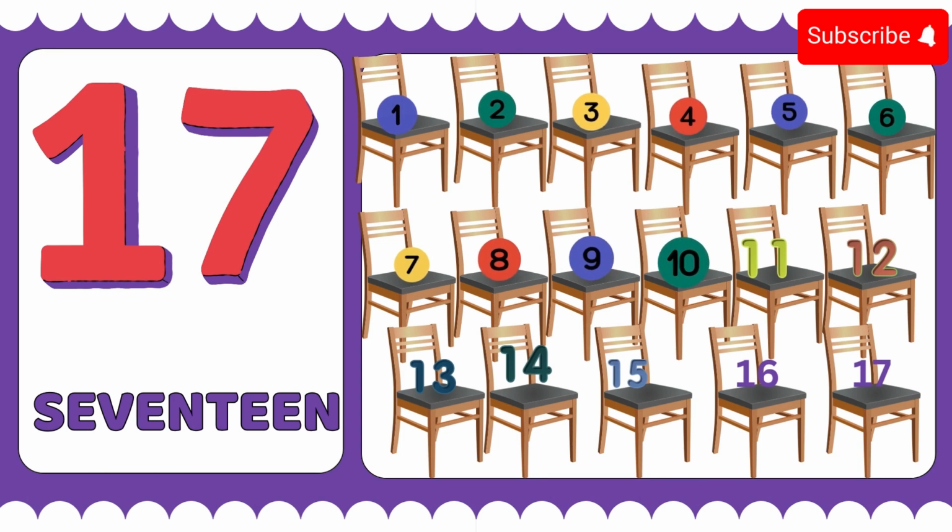17. Can you say it with me? 17. The spelling of 17 is S-E-V-E-N-T-E-E-N. Let's count chairs. 1, 2, 3, 4, 5, 6, 7, 8, 9, 10, 11, 12, 13, 14, 15, 16, 17. 17 chairs.